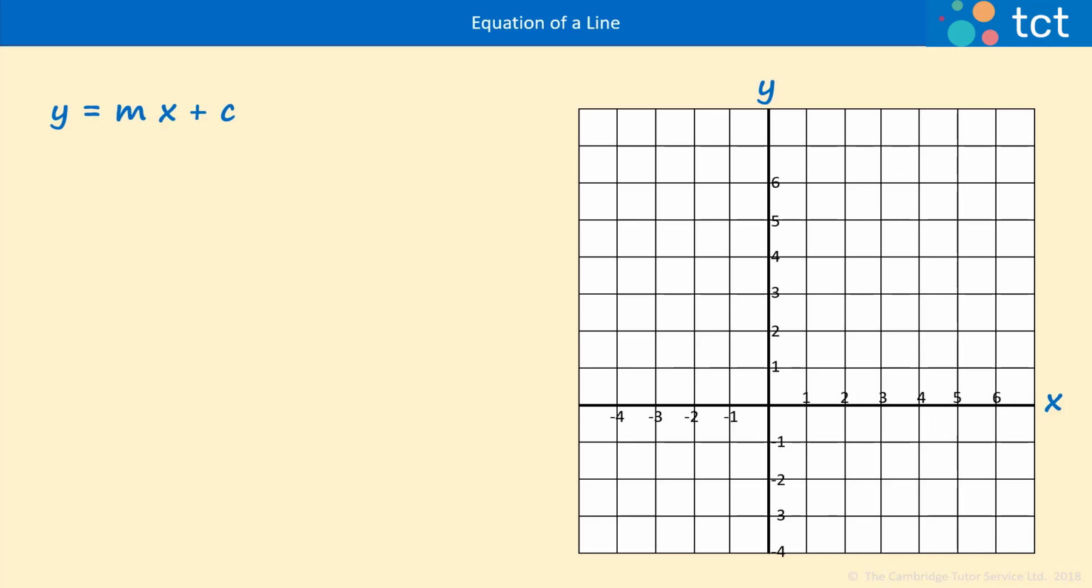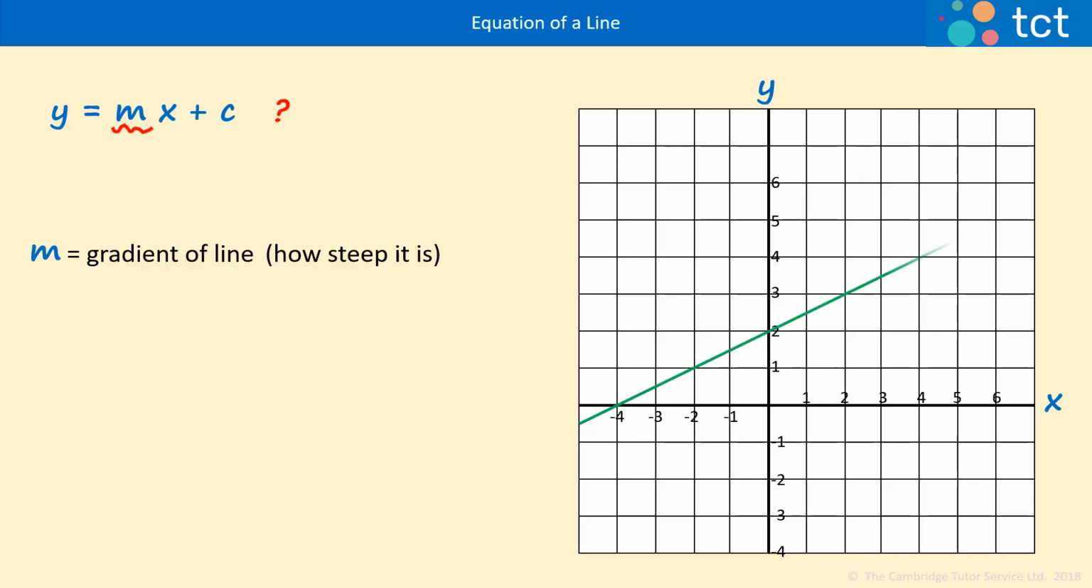When you're learning about equations of a straight line, one of the equations you'll see very often is y equals mx plus c. But what does that even mean? So in this video we're going to just look at the m, and strangely the m is the gradient. So the gradient is how steep the line is.